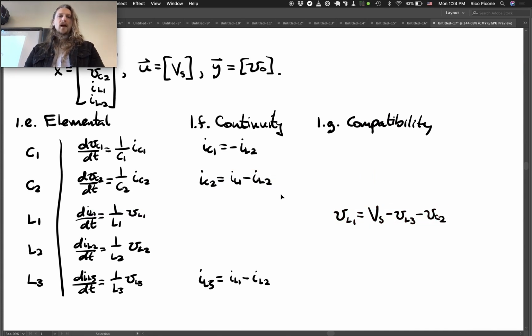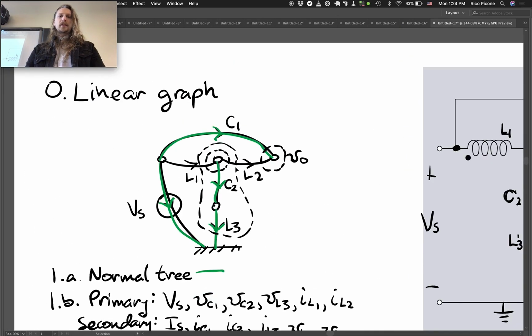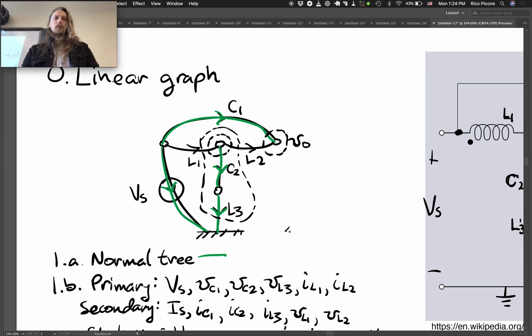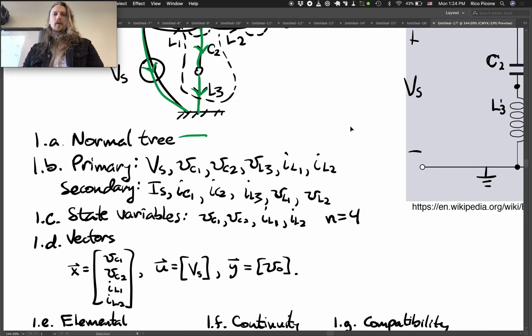Okay? And now we can do it for L2, which when we put L2 in, creates this outer loop, right? So we've got VL2 equals VC2 plus VL3, minus VS plus VC1. Okay. So we'll put that down here too.